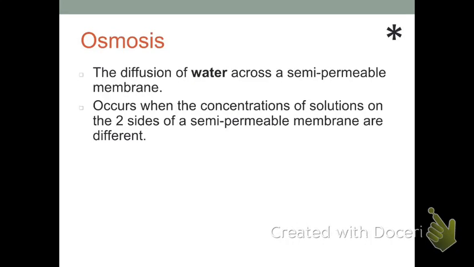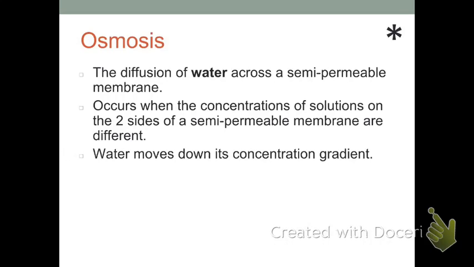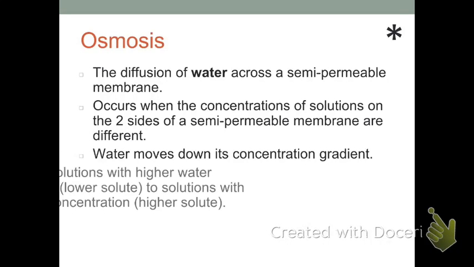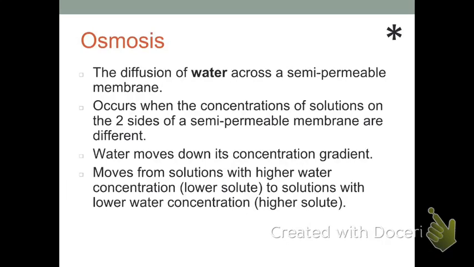Osmosis occurs when the concentrations of solutions on two sides of the semi-permeable membrane are different. Water moves down the concentration gradient, from solutions of higher water concentration, low solute, to solutions with lower water concentration, high solute. So this goes back and explains why a cell loses water in a hypertonic environment and why a cell gains water in a hypotonic environment. But we'll save that for tomorrow because that's all the time.